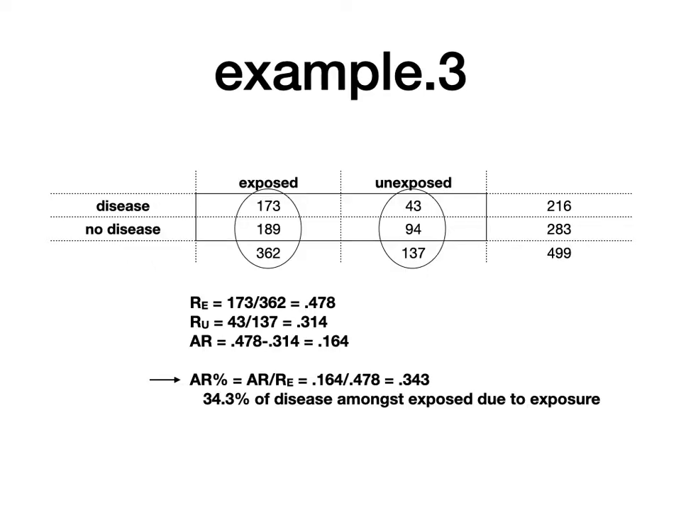And again, there's an example, the same example. So before we calculated the risk amongst the exposed to be 0.478. And we calculated the risk amongst the unexposed to be 0.314. We subtracted the one from the other, and we got 0.164, which is the attributable risk. We divide that by the risk amongst the exposed. And now we can say something that perhaps is interesting to those who are not performing the calculations, to people at large, if you will. And that is, in this case, 34.3% of the disease amongst the exposed is due to the exposure.